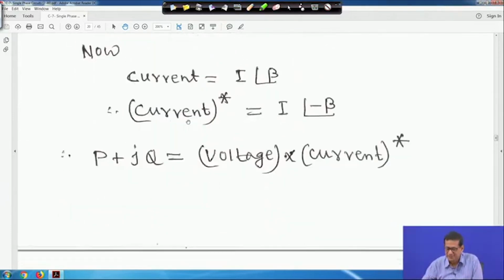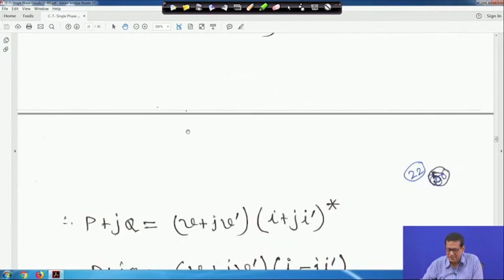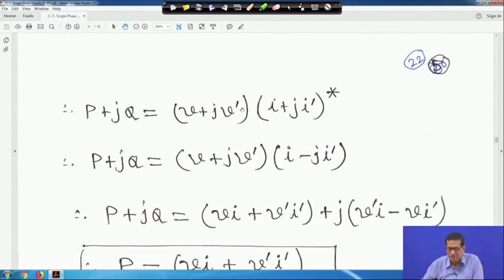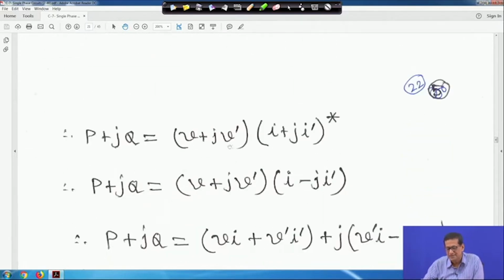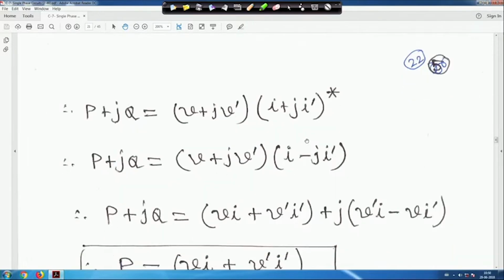So, this is your P plus jQ. Now we calculate P plus jQ is equal to voltage into current conjugate. Look at the phasor diagram: you have two components, one is the real component and another is the complex component, one horizontal and one vertical. So V can be written as V plus jV dash. Similarly, I can be written as I plus jI dash and its conjugate, so V plus jV dash into I minus jI dash.